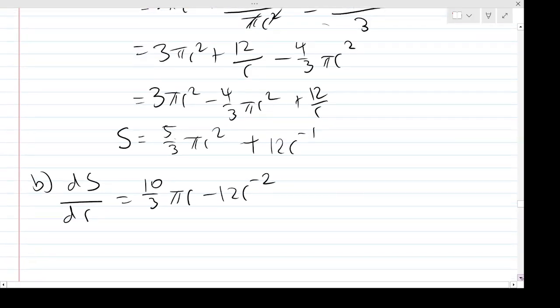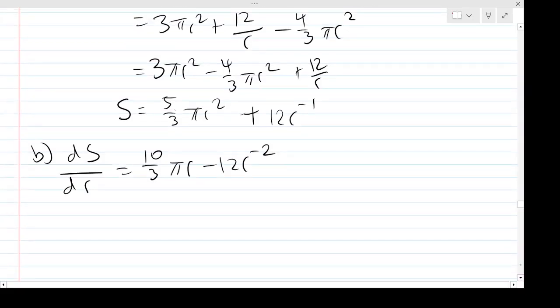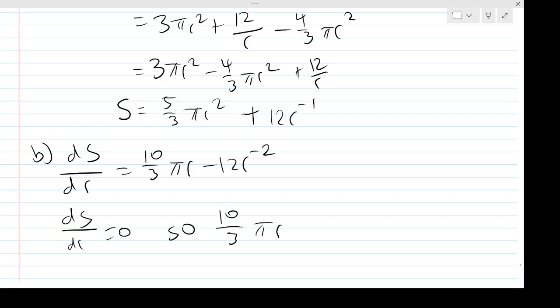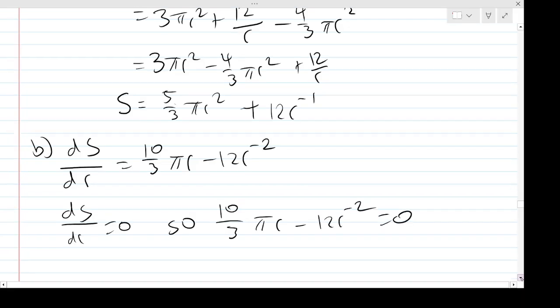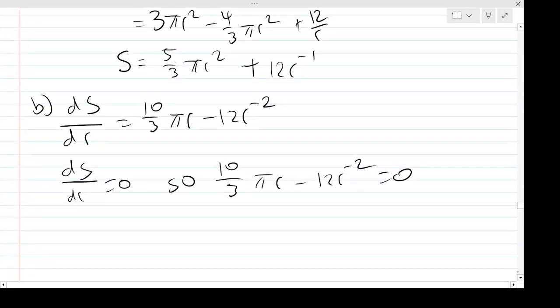Then, again, if I want to find the minimum, it's going to be a stationary point. I need to set it to 0. So that means this expression, 10/3 pi r, take away 12r to the minus 2 equals 0. And I need to solve for r. Well, again, to help me, let's convert this power back as a fraction. So 10/3 pi r, take away 12 over r squared equals 0.